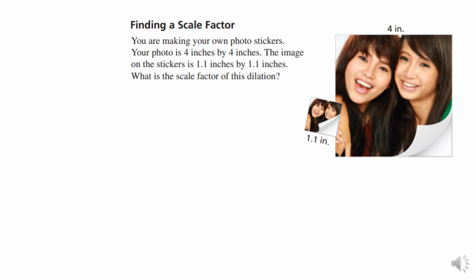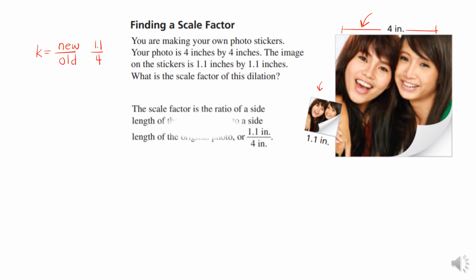Okay, so here's a logical scale factor problem, and you are making your own photo stickers. So the original photo is 4 by 4, that's this one, and you want to make these little itty bitty stickers which are 1 by 1. So when they're asking you what is the scale factor, think about what you need to remember. Remember that K is the new over the old. Okay, so that means the new image is 1.1 and the old image is 4. That's the length of one side. So you can set up that ratio. So there's the scale factor.